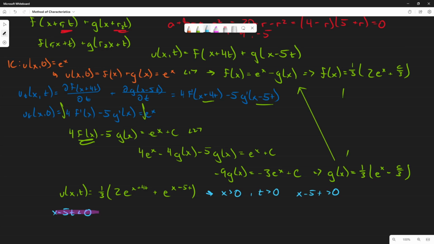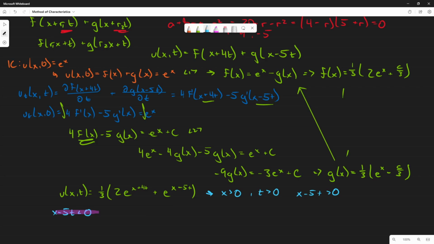And the reason why we only care about the x minus 5t being negative instead of x plus 4t being negative is because since x and t will always be positive, then x plus 4t will always be positive. And for the x minus 5t, there will be some cases where it will be positive, but there will also be other cases where it will be negative. So we will want to deal with the cases where it will be negative and see what we get.